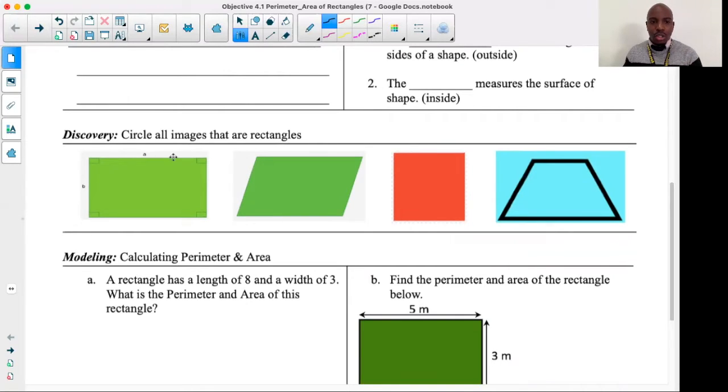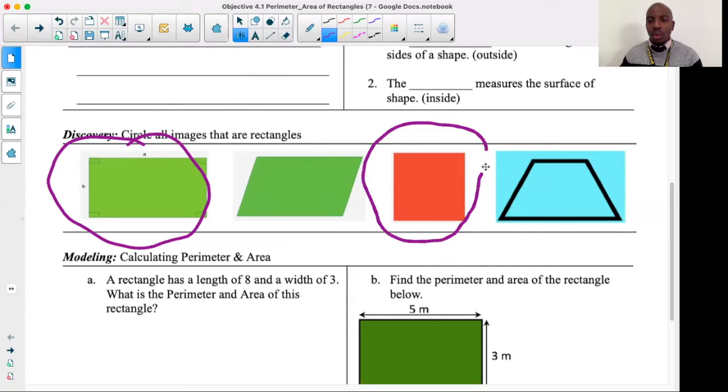Now, most students may very well circle this first one, and that's it. They will say, okay, well, that's not a rectangle. I'm not talking about the white area on the outside. I'm talking about the actual green shape here, right? They'll say that's a square. They'll say this is a trapezoid. But I want you to also know that the square is also a rectangle.